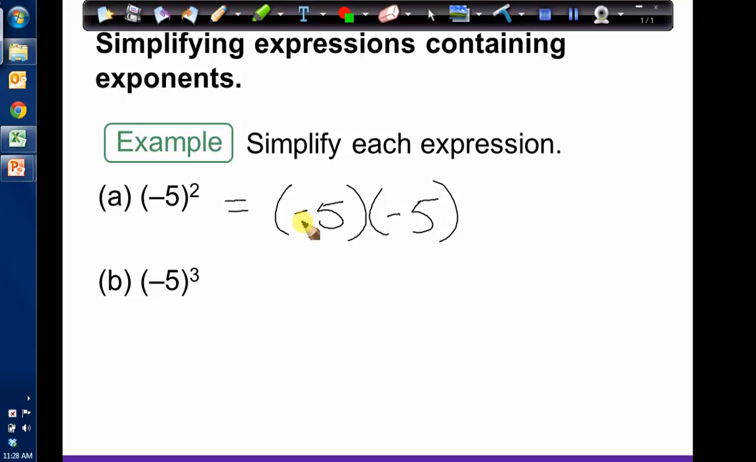Okay? So we'll multiply negative 5 times negative 5, and the two negatives will cancel each other out, and we'll have 5 times 5, and that is positive 25.